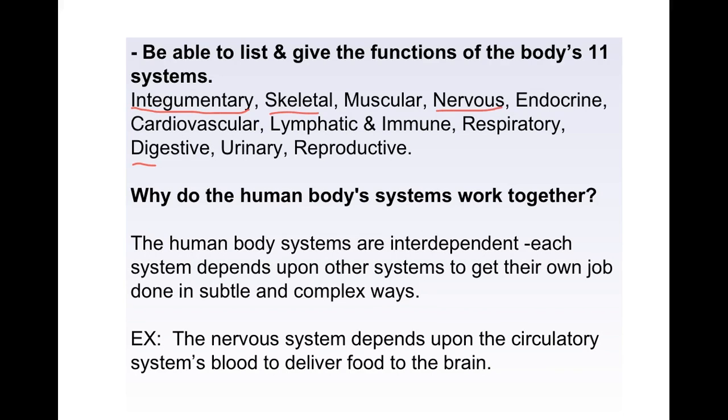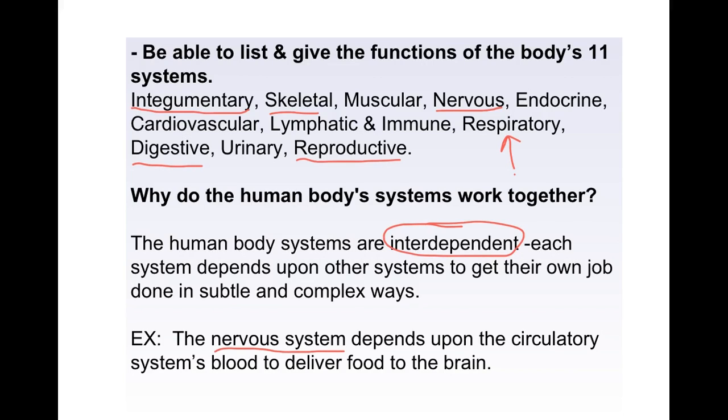We will do digestive, and we will do reproductive. Those are the ones we're going to go into in very, very detail. Even though these are all different systems in your body, they are not independent. They are interdependent. For example, the nervous system transmits electrochemical signals from the brain and spinal cord to the rest of your body to produce responses.